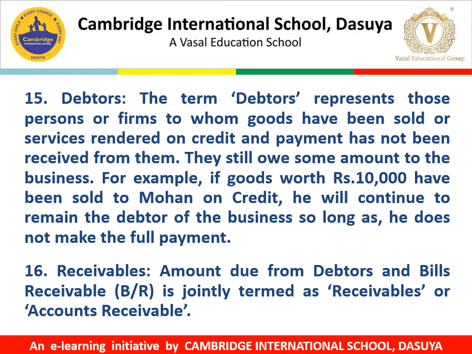The next term is receivables. Amount due from debtors and bills receivables is jointly termed as receivables or accounts receivables.